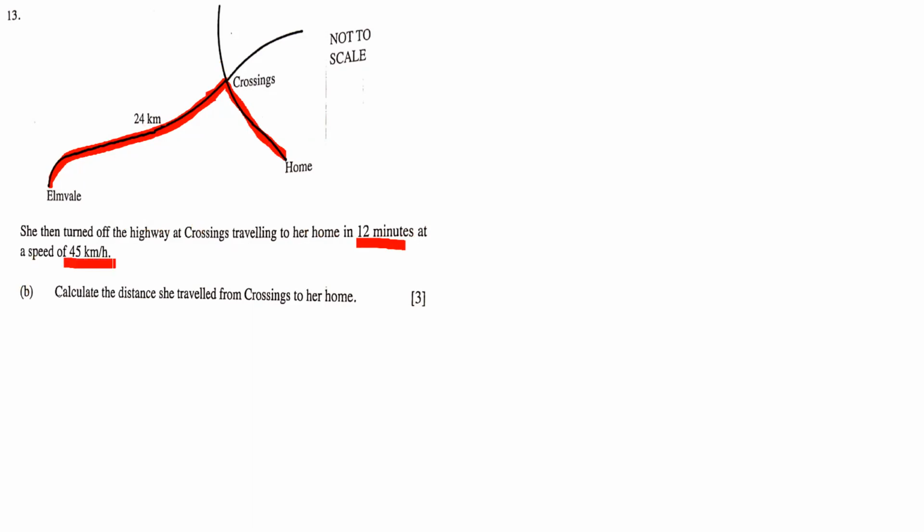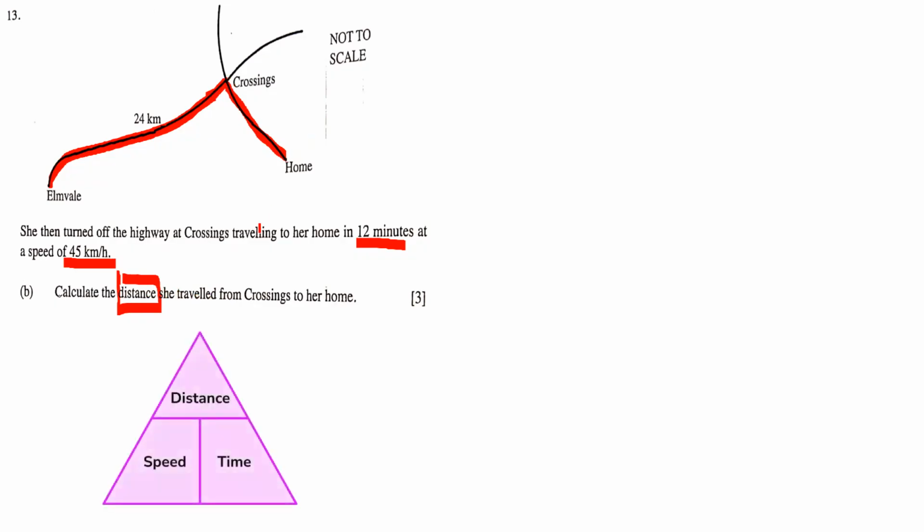45 kilometers per hour. So calculate the distance. Here they want the distance traveled. Calculate the distance she traveled from crossing to her home. So from this point to her home, calculate the distance. We're still going to use the speed, distance, time triangle. We know that distance is speed multiplied by time.